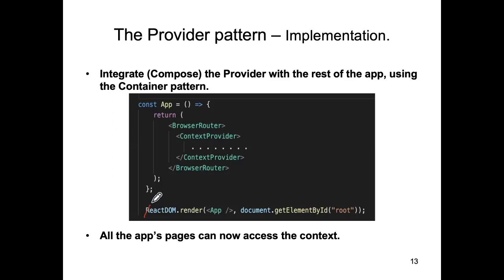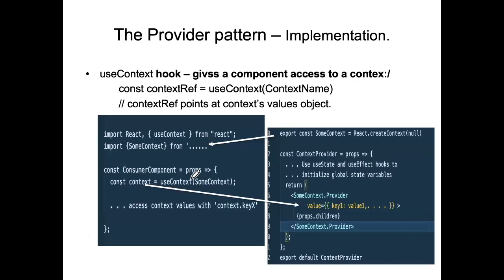Ignore this line here. This is actually the old way of mounting my app component to the DOM. So just ignore that. The last part of the jigsaw is my consumer components. My consumer components will presumably be either pages or components within a page. It doesn't really matter. If it's components within a page, they can still access the context because of the composition that's going on here. So here's a consumer.